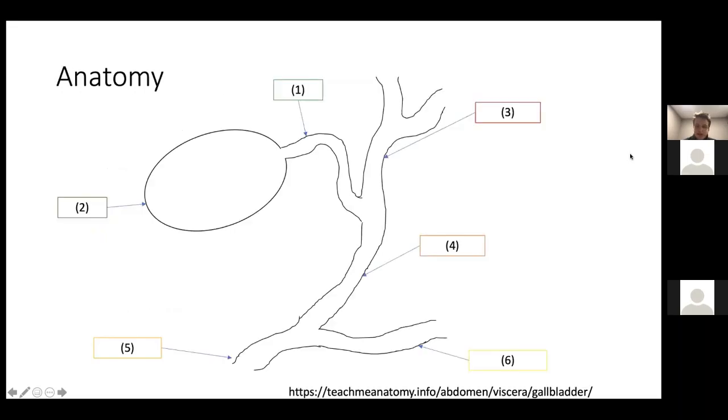Okay. So just a little quick exercise, 1 to 6. Just jot down on a piece of paper what you think these structures are called. So I'll give you a clue. The gallbladder is the big circle thing on the right, at the left-hand side of the image. So try and label it. I'll give you about 25 seconds, and then I'll go through the answers.